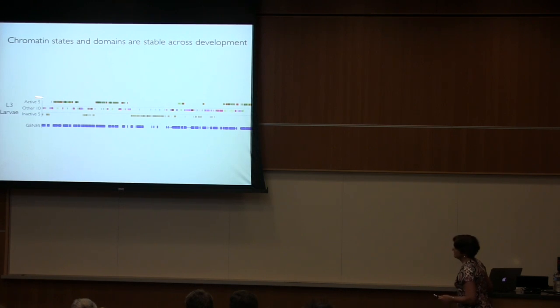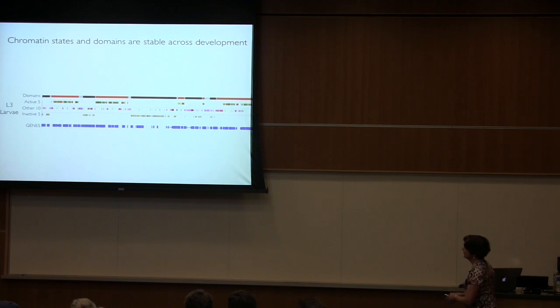So we decided to call domains based on these. Here are the domains, where orange I'll be calling active domains, called from the highly active states, and the black are called based on the inactive genes.